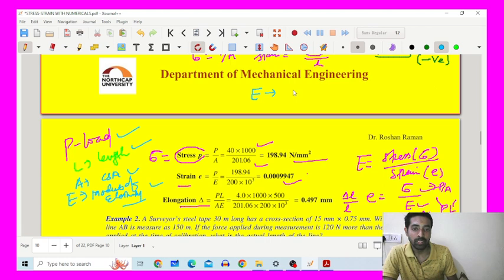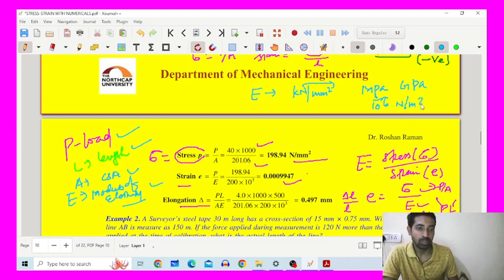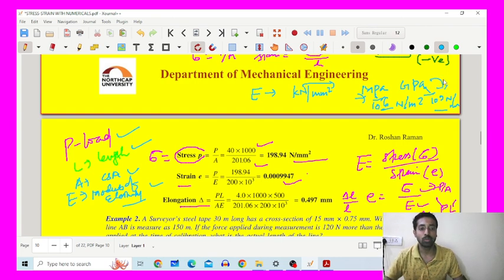The unit may be, let's suppose here the unit was kilonewton per mm square. You can have it in terms of megapascal, or sometimes also in terms of gigapascal. In that case we have to multiply by 10 to the power 6, basically 10^6 Newton per meter square. This will be 10 to the power 9 Newton per meter square. So simply, you have to convert whatever value is given: if it is in megapascal, multiply by 10 to the power 6, and when it is in gigapascal, multiply by 10 to the power 9.